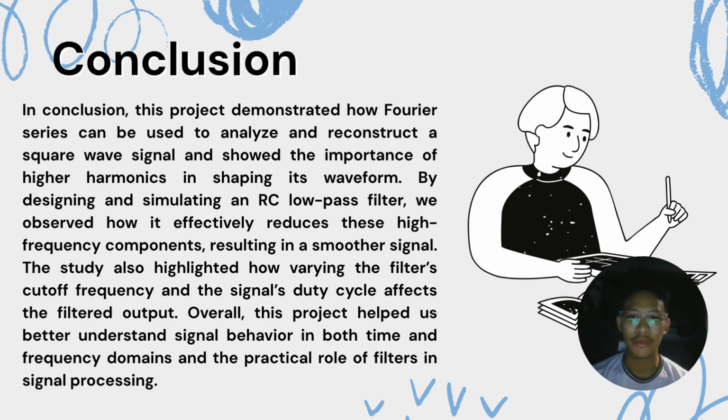In conclusion, this project demonstrates how Fourier series can be used to analyze and reconstruct a square wave signal and shows the importance of higher harmonics in shaping its waveform. By designing and simulating an RC low-pass filter, we observe how it effectively reduces the high frequency components, resulting in a smoother signal. The study also highlighted how varying the filter's cutoff frequency and the signal duty cycle affect the filter output. Overall, this project helped us better understand signal behavior in both time and frequency domain and the practical role of filters in signal processing.